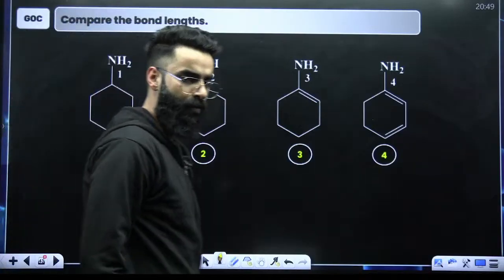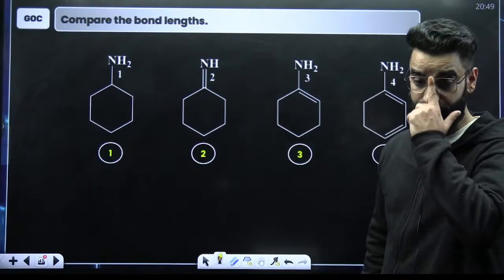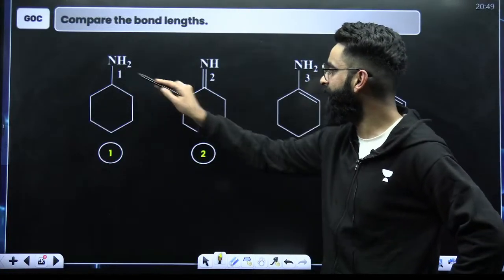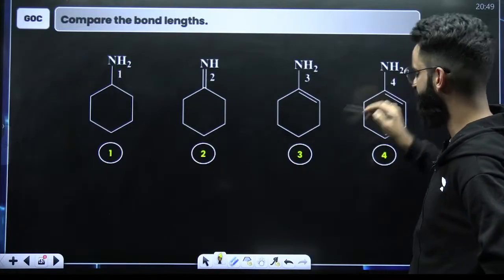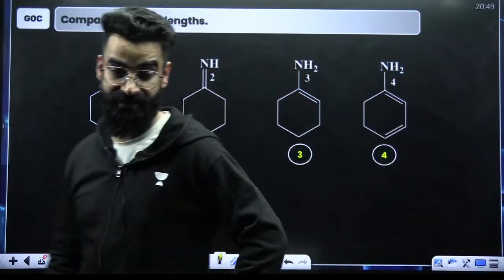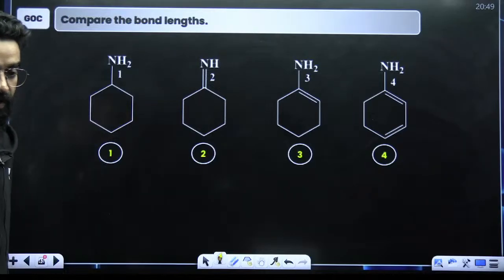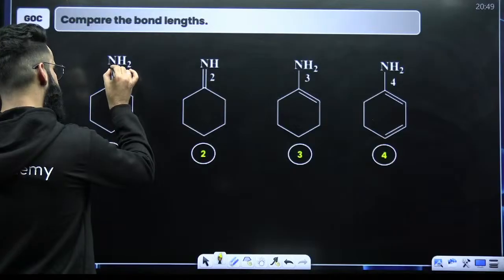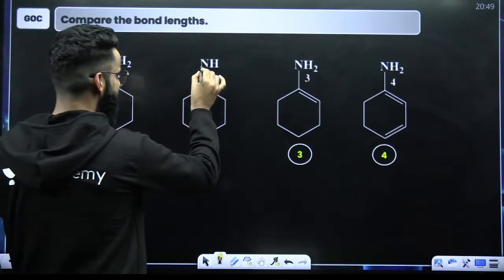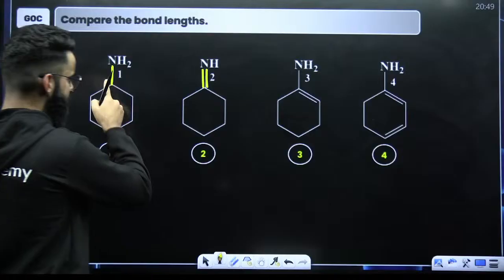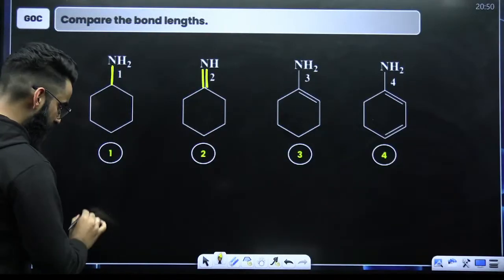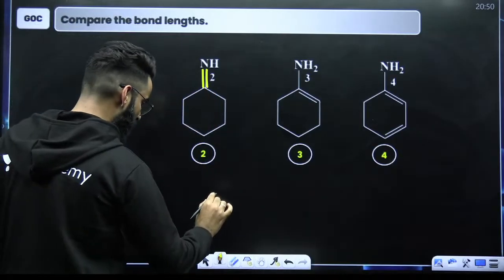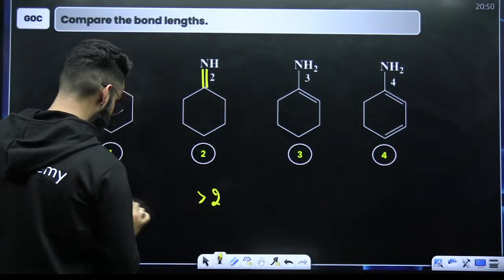All right. One more question. Compare the bond lengths of these NC bonds. You have to compare these bond lengths, guys. If you look at this particular bond, it's a pure single bond. This one is a pure double bond. Bond length of pure single bond is considered to be maximum and pure double bond length would be minimum.